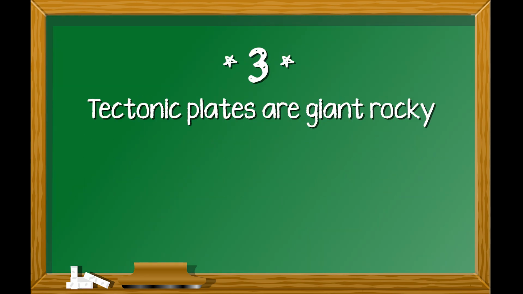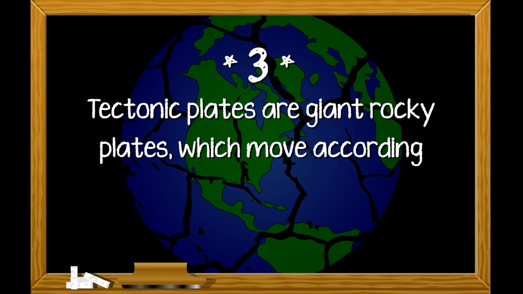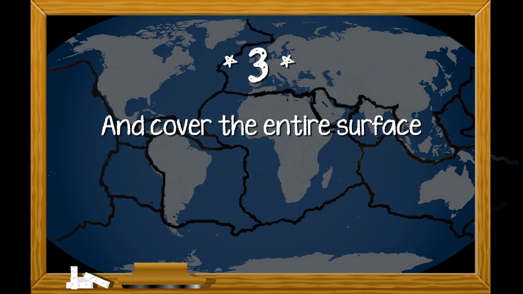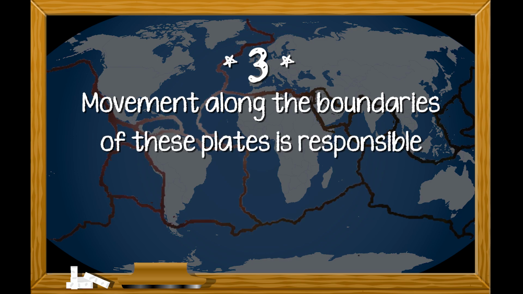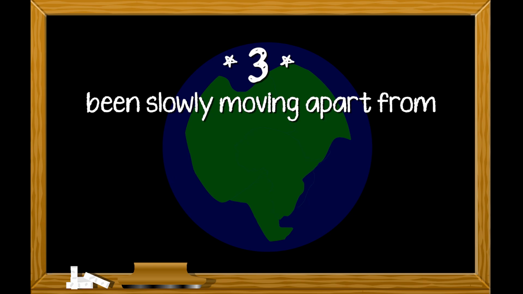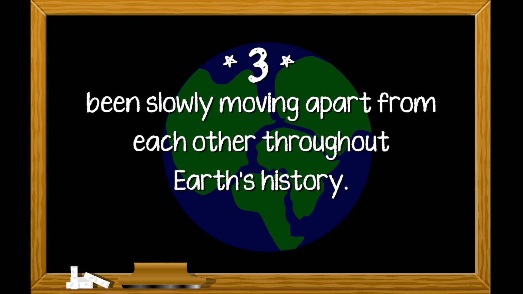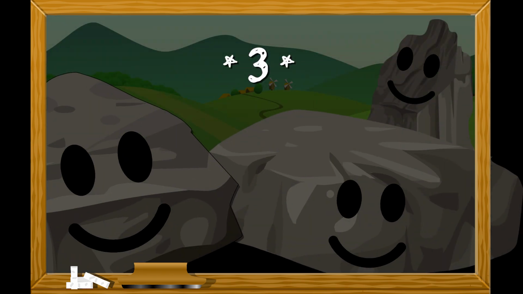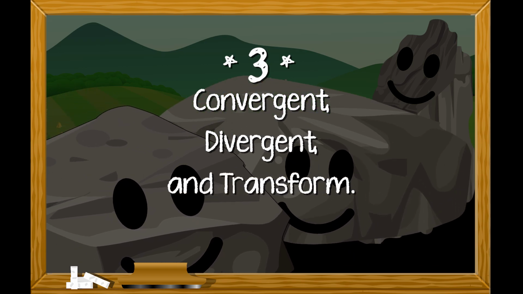Third, tectonic plates are giant rocky plates which move according to the convection currents in the mantle below and cover the entire surface of the Earth. Movement along the boundaries of these plates is responsible for how our continents have been slowly moving apart from each other throughout Earth's history. There are three ways that tectonic plates move: convergent, divergent, and transform.